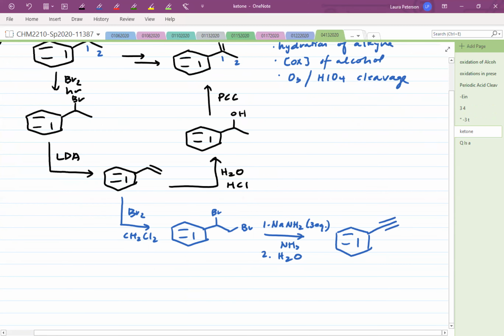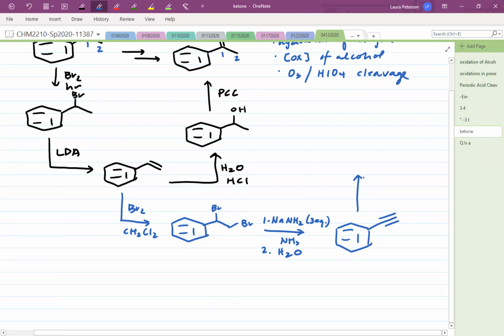Okay, and now I just need to do alkyne hydration. And so now I have to think about how do I do Markovnikov addition or Markovnikov hydration. And so this is where I need mercuric sulfate, H2SO4, and water to give me the product that was observed. Okay, so either of these methods would be fine.